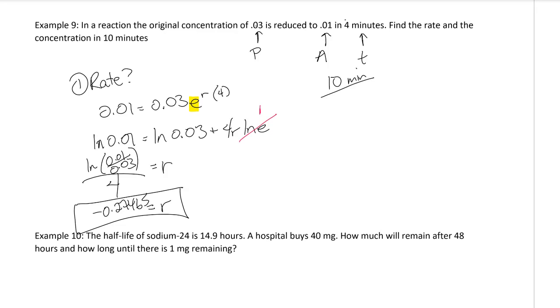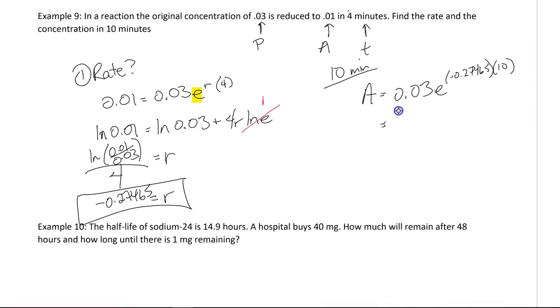So we're solving for A, 0.03 e to the power of, and now I have R, and time is 10 minutes. And again, I just need to plug and chug for this one. And so I end up with 0.001924 as my concentration.